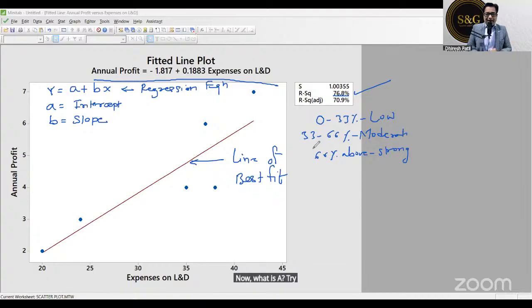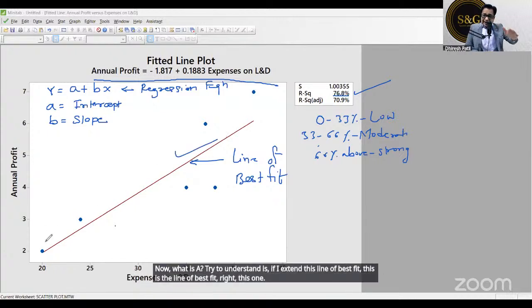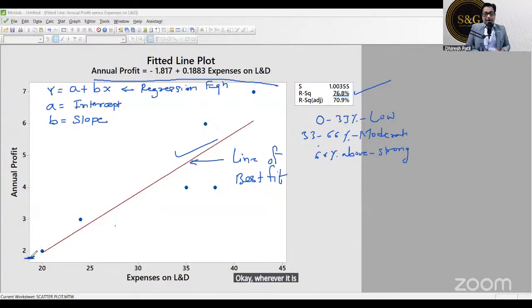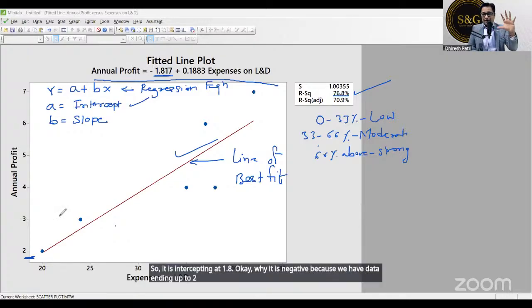Try to understand this. This is the line of best fit, right? If I extend it on the y axis, wherever it is intersecting, that is called the intercept. So it is intercepting at minus 1.8. Why is it negative? Because our y data starts from 2, and now the line is going below that. That's why it is minus 1.817.